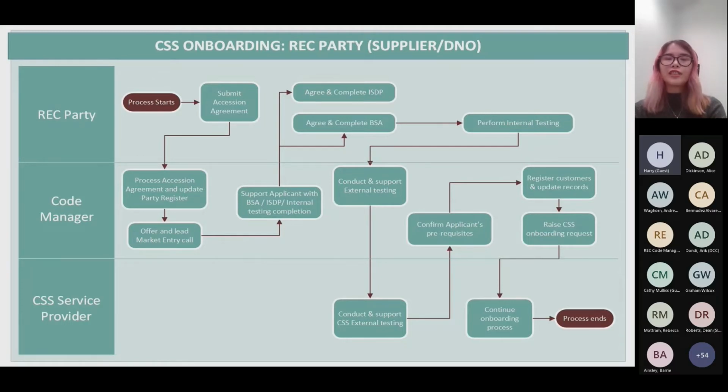An MPID is required to be established before a market entrant can send flows via the DTN. Therefore, the external testing, service requests, and CSS onboarding requests can only be sent when an MPID has been set up. That means the latest that this can be done is before the external testing starts. Moving on to the next slide.